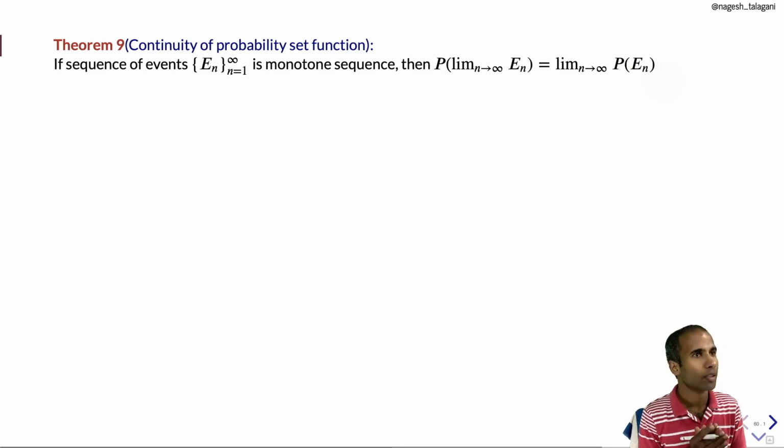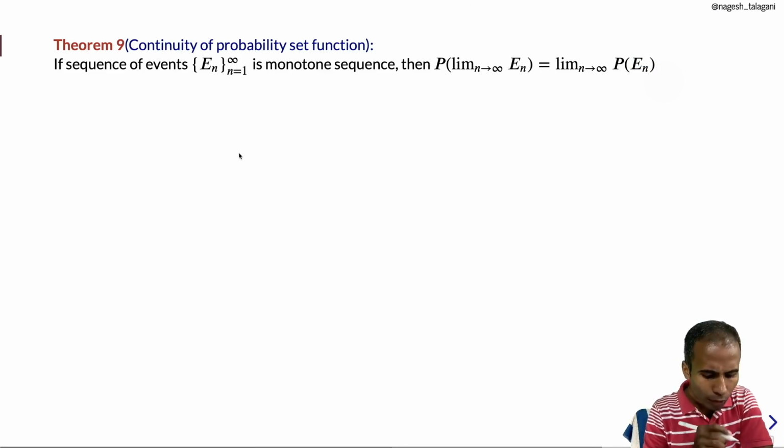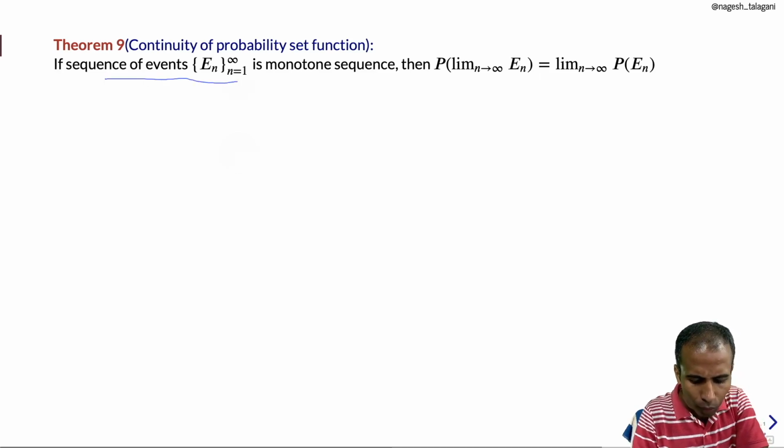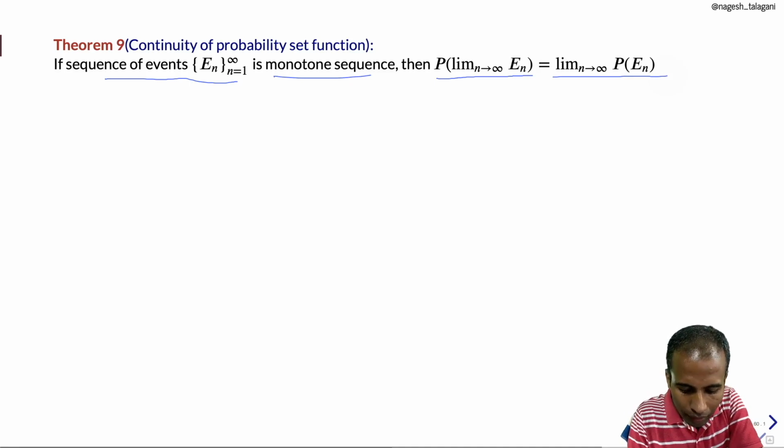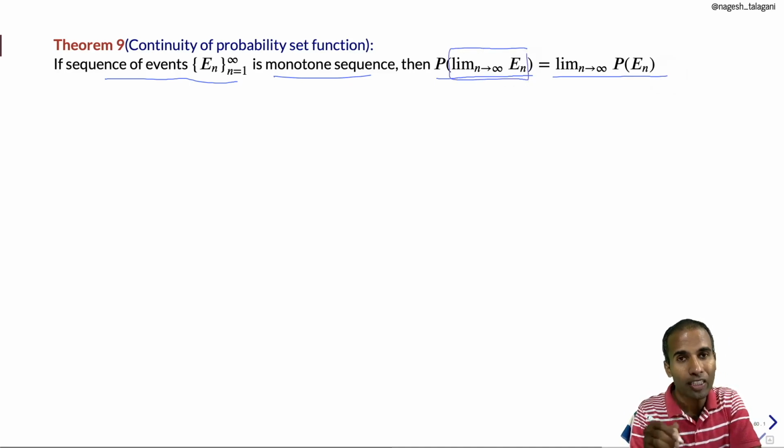Now let's prove this. If a sequence of events En is a monotone sequence, then the probability of the limit of En is the limit of the probability of En. Please understand here, the left hand side limit is the limit of a monotone sequence of events, which means either the union of Ens or the intersection of Ens, according to whether it is an increasing sequence of events or a decreasing sequence of events.